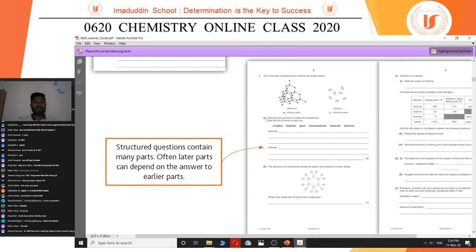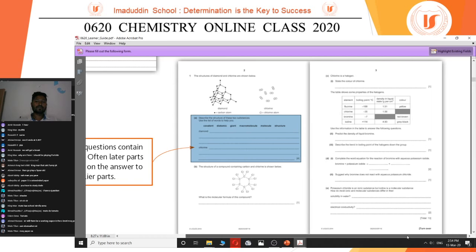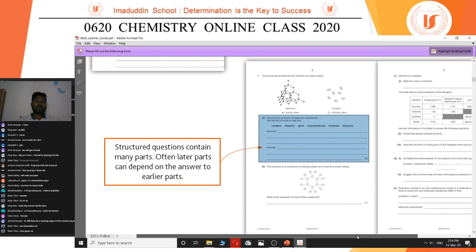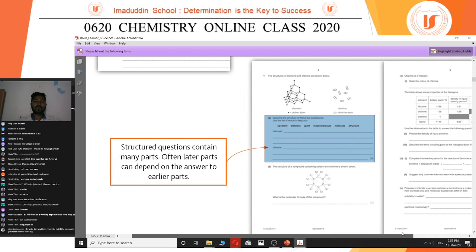In a theory paper, you will have, for example, 4 or 6 mark questions, which are structured questions. Usually, these questions are the last questions or later parts of the question paper. Those questions are asked. So, it's up to you. Some students prefer to answer this question first and go to the easier ones. Others, they keep those questions later.